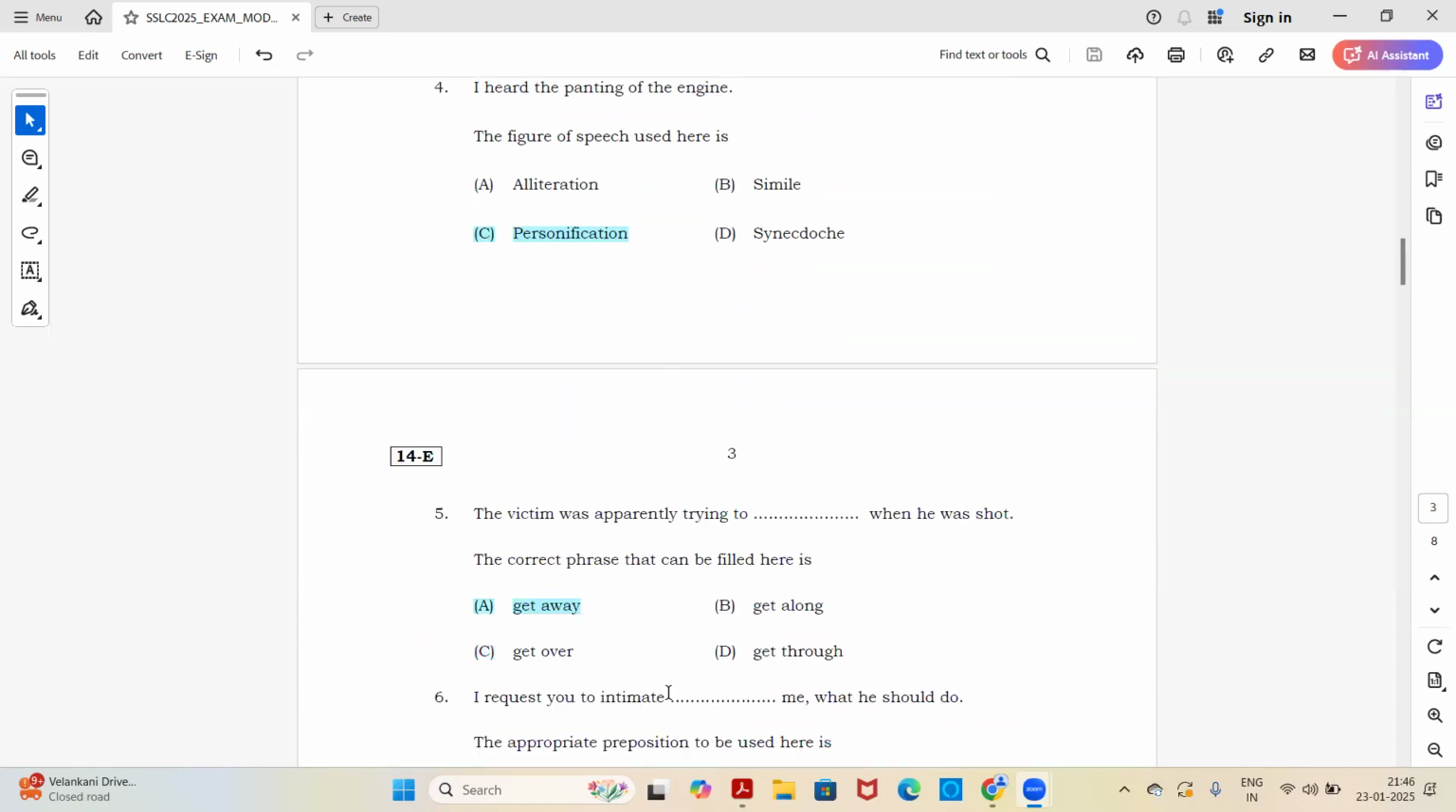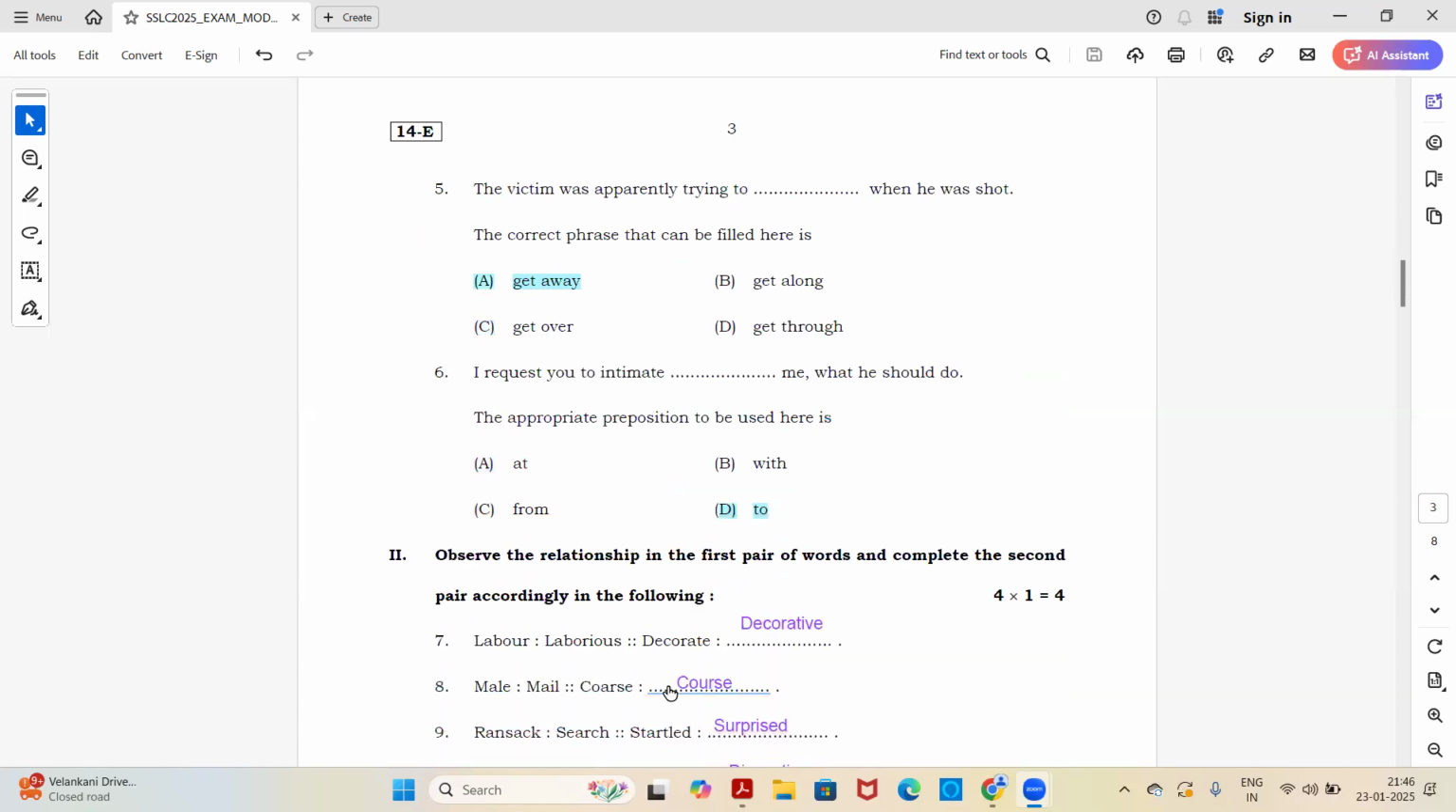Moving to the next question. The victim was apparently trying to dash when he was shot. The correct phrase that can be filled here is option A, get away. The victim was apparently trying to get away when he was shot. He was escaping, right? So this is the right option. Next, I request you to intimate dash me what he should do. The appropriate preposition to be used here is option D, to. I request you to intimate to me what he should do.